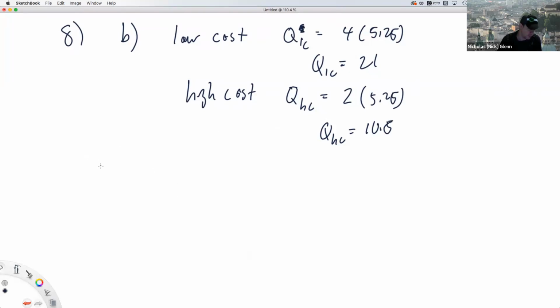What if average total cost is $5? What's going to happen here? All right. So let's first describe what's happened. Then we're going to do a diagram to kind of illustrate what goes on.